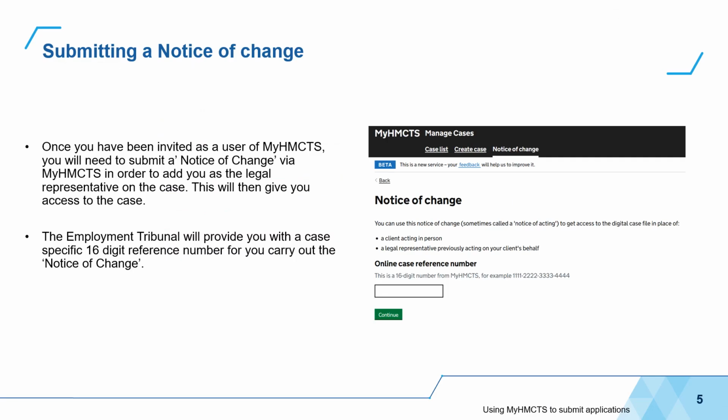Once you have been invited as a user of MyHMCTS, you would need to submit a notice of change via the MyHMCTS in order to add you as a legal representative on the case. This will then give you access to the case. Please note that the 16-digit reference number will be supplied in the documents by the Employment Tribunal on those cases that will work on MyHMCTS. So these will be in the documents issued to the respondent.